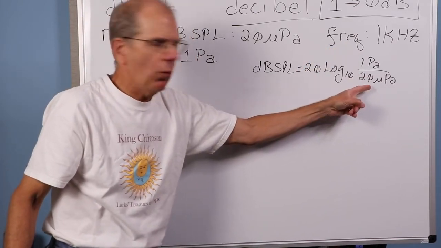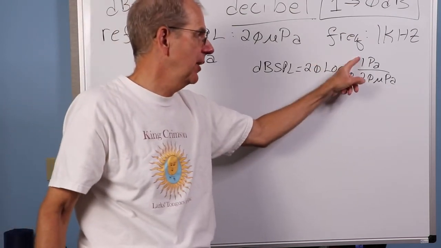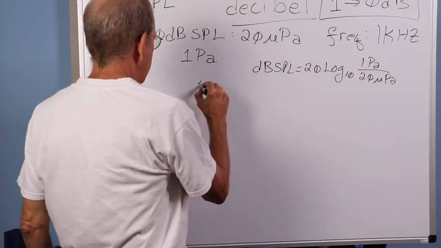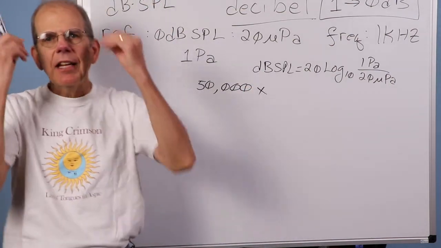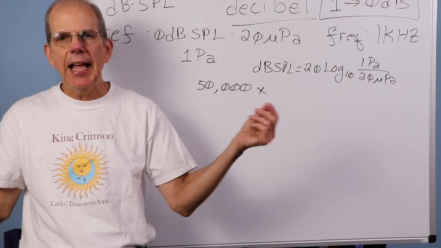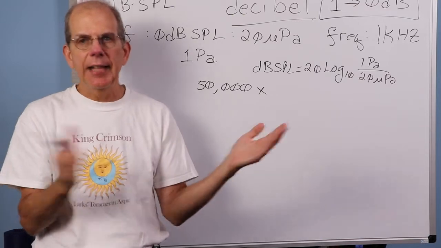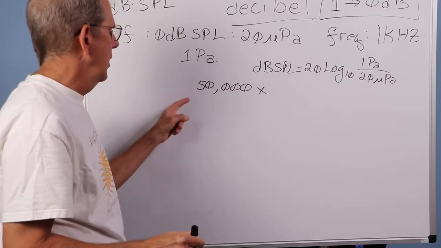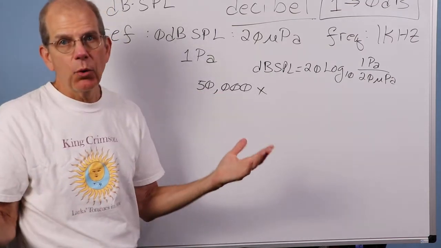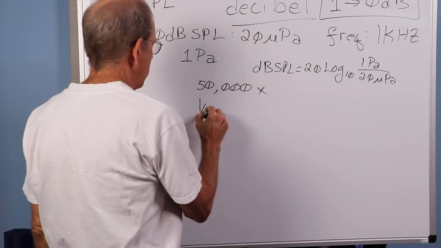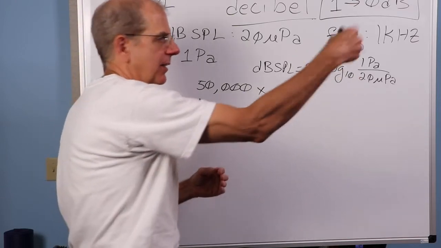1 Pascal over 20 micropascals. That's a factor of 50,000. You have to multiply this by 50,000 to get 1 Pascal. Let me think about that in terms of factors of 2 and factors of 10. I can use my 6 dB as a factor of 2 and my 20 dB as a factor of 10. So what is that? You could think it's 5 times 10 times 10 times 10 times 10. The quick way to think about this is that it's 1/2 or 0.5 times 10 to the 5th, in other words, 10 times 10 times 10 times 10 times 10.